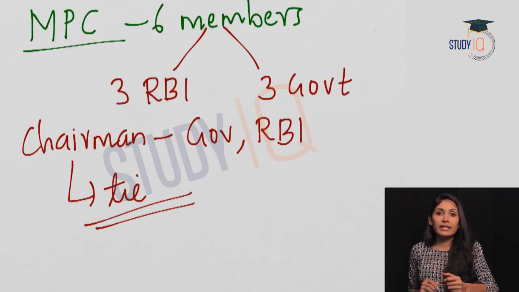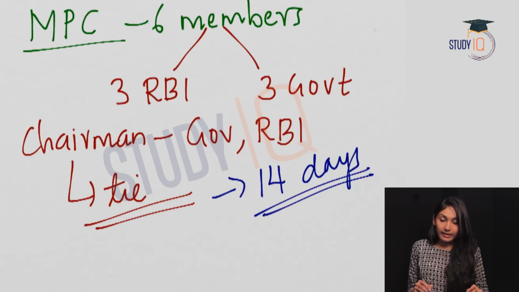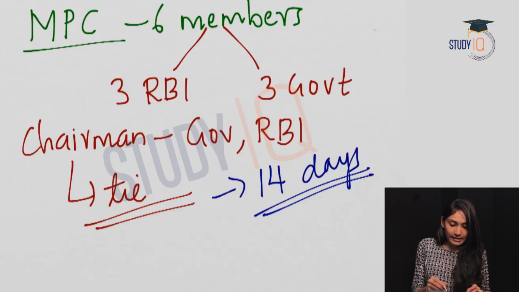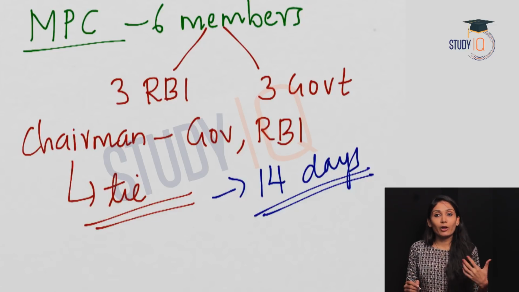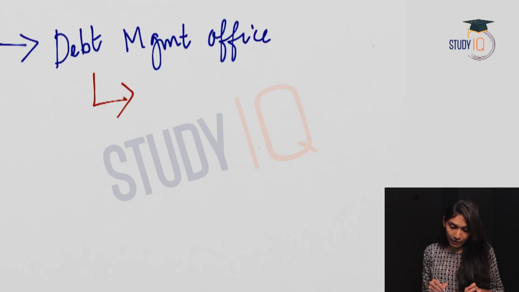The minutes of the proceedings of the Monetary Policy Committee will be released to the public with a time lag of 14 days. And this will ensure transparency and accountability. We must understand that most of the developed countries have adopted this Monetary Policy Committee. The next recommendation of this committee was to introduce a Debt Management Office, for the management of public debt.